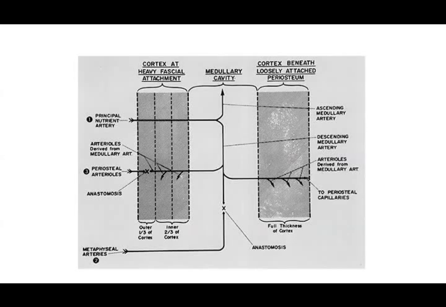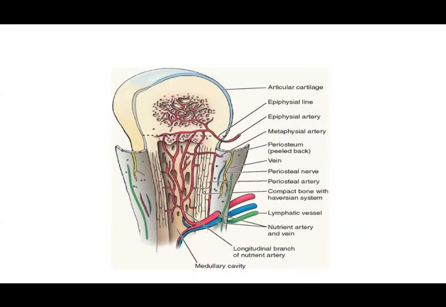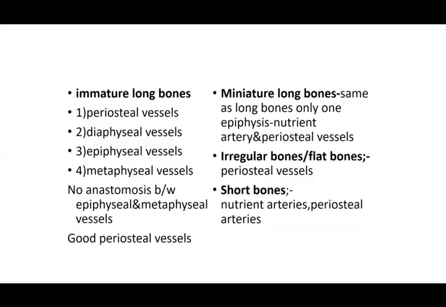So the blood supply of bone is a very important topic because it is very significant. Immature long bones are basically supplied by the periosteal, diaphyseal, epiphyseal and metaphyseal vessels. Different bones are supplied differently: flat bones by the periosteal vessels, short bones by the nutrient arteries. Basically, there are four groups of vessels which supply bone.